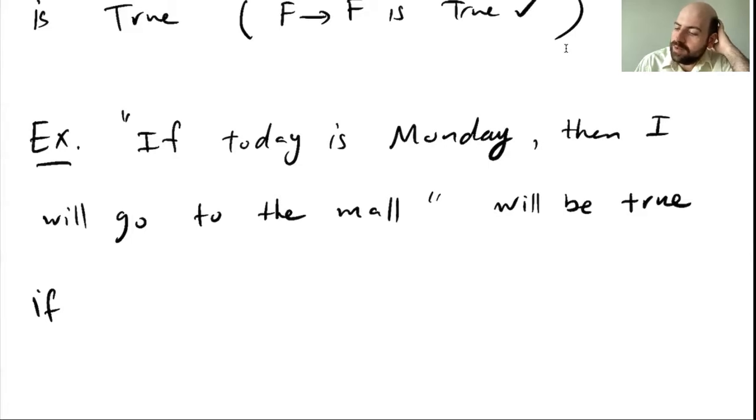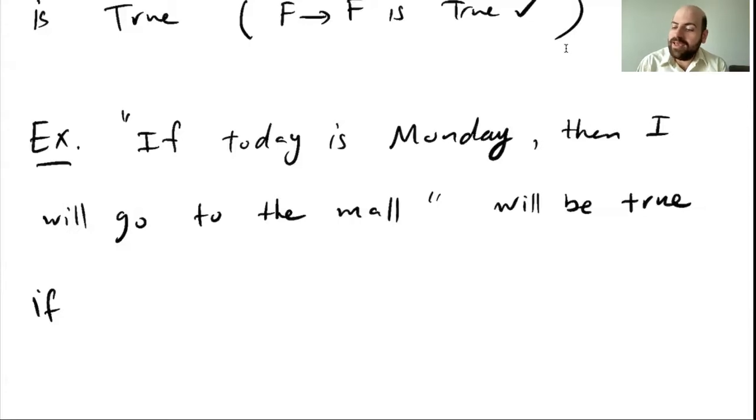Right? So this is what we said here. P implies Q is true if P is false, look at the third and fourth case. If P is false, P implies Q is true. And also if P and Q both are true, again, P implies Q is true. So here, P is today being Monday. If today is not Monday, P will be false and the whole statement will be true. Also, if P and Q both are true, meaning that today is Monday and I go to the mall, the whole compound statement is still true.